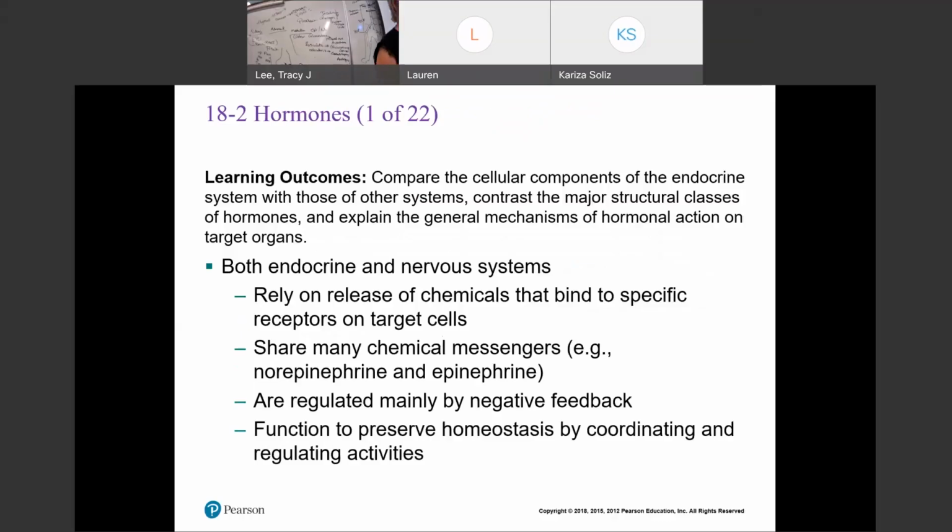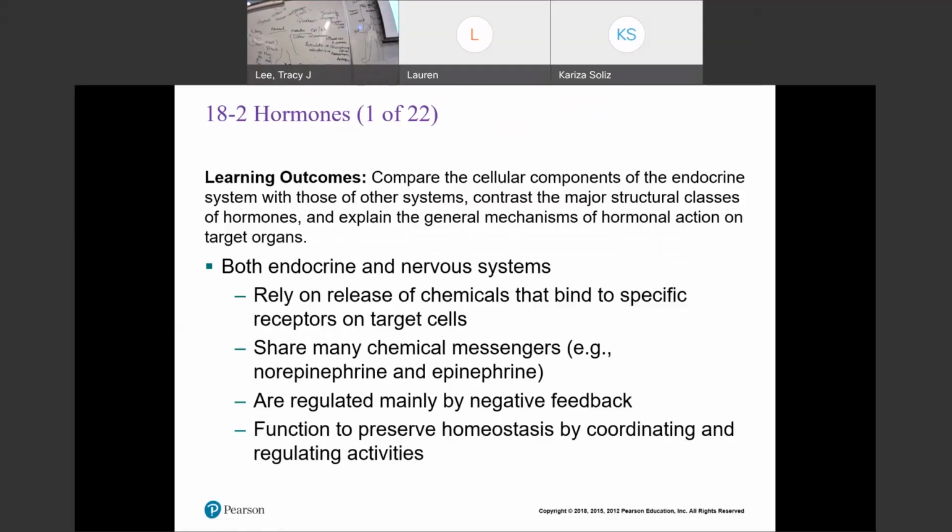All right, so both endocrine and the nervous system rely on chemical signals. We use neurotransmitters in the nervous system, and then we use hormones when we're talking about the endocrine system.